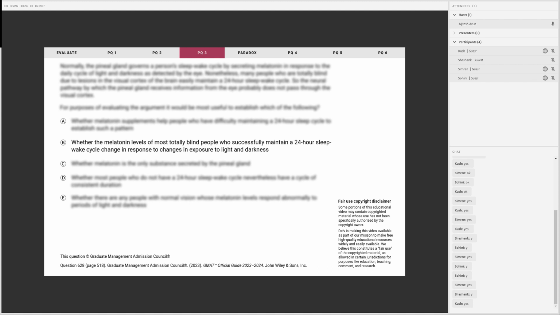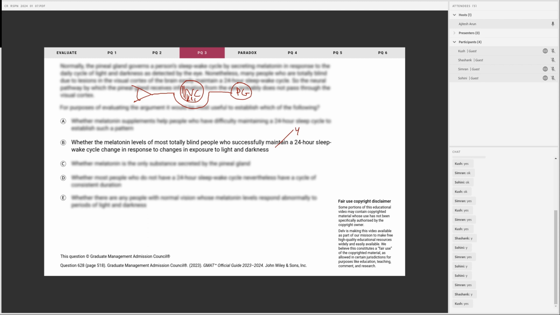B says whether the melatonin levels of most totally blind people who successfully maintain a 24-hour sleep-wake cycle change in response to changes in exposure to light and darkness. Just to recap the situation that we have, the conclusion is that the neural pathway does not pass through the visual cortex. Option B is telling us, okay, look, this is the information that you can get: whether the melatonin levels of most totally blind people who successfully maintain a 24-hour sleep-wake cycle change in response to changes in exposure to light and darkness.